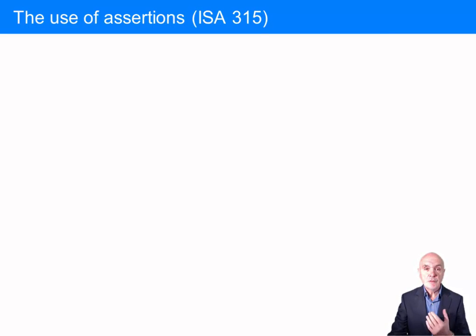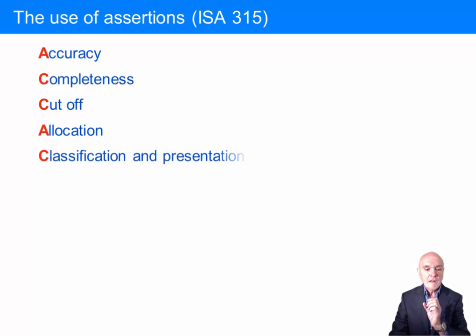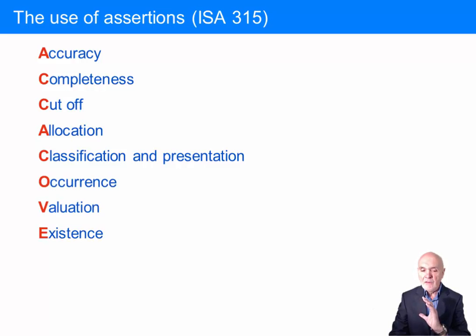So to reiterate, the idea of an assertion was that a figure on the statement of financial position or on the statement of profit or loss isn't just a single figure saying one thing. It's a figure which says many things. It makes a number of assertions, claims or proclamations. And we have to get sufficient appropriate evidence that each one of these assertions is okay.